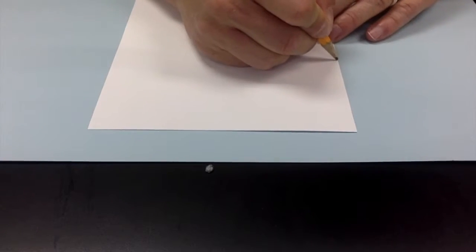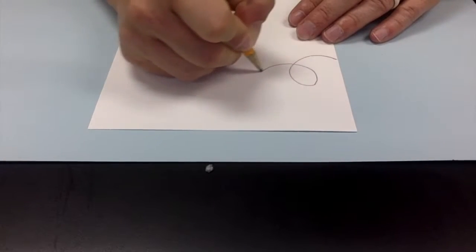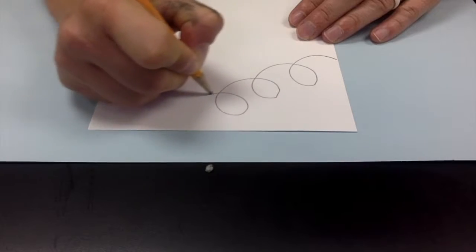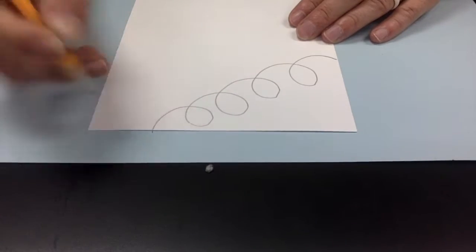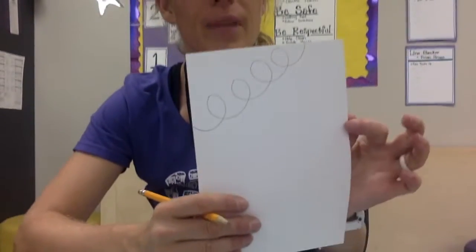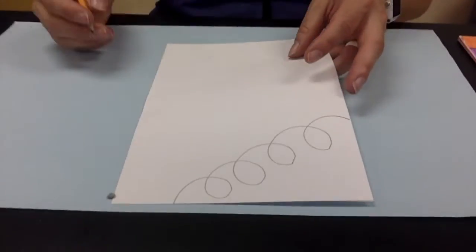So let's go ahead and I'll show you what I mean. Here's my piece of paper, and let's go ahead and make my first line a curly line. I'm going to make it curly, and I'm not going to stop until it reaches the other side. So can you see what that looks like? That's my first line. Now I need to draw about 4 or 5 more of those. Let's go ahead and continue.